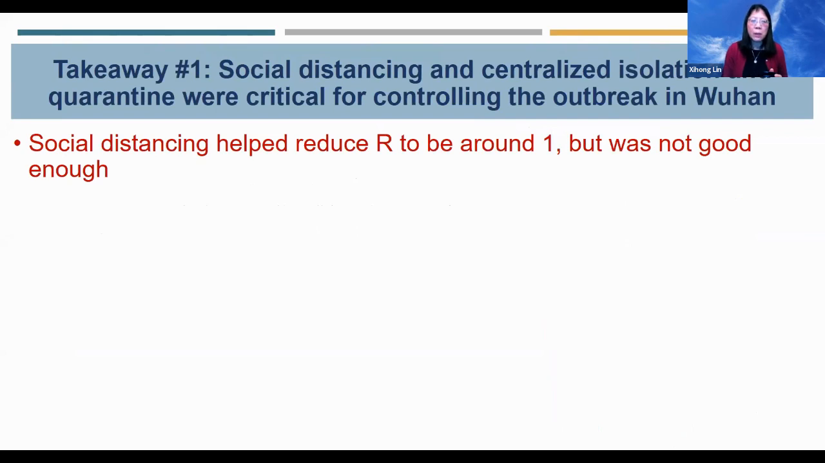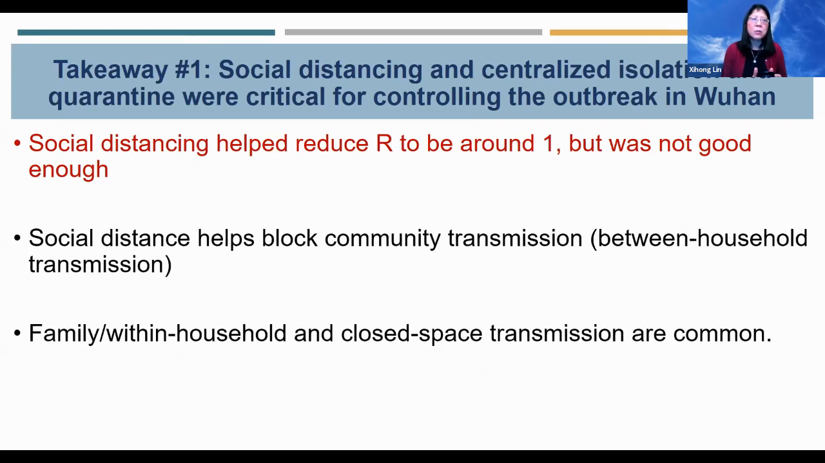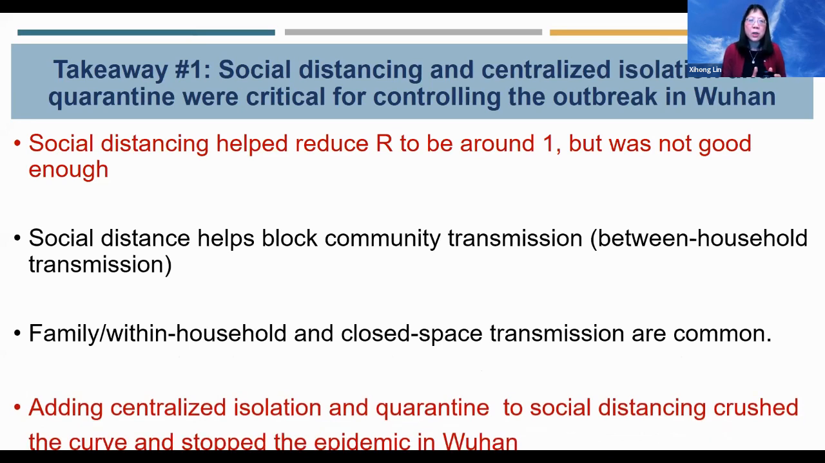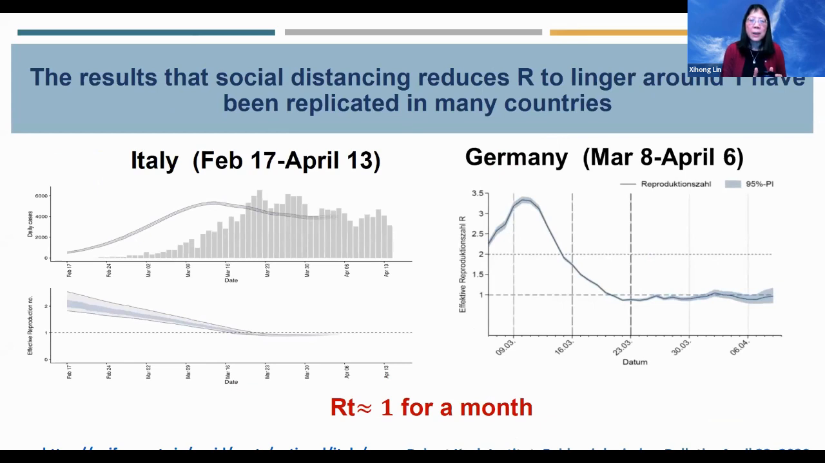So takeaway message number one is that social distancing, centralized isolation and quarantine were critical for controlling the outbreak in Wuhan. Based on the Wuhan experience, social distancing definitely helped reduce R to around one, but was not good enough. The reason is that social distancing helps block community transmission, but there was a lot of within-household and close-space transmission. Those are common, and so the transmission chain needs to be terminated. By adding centralized isolation and quarantine to social distancing, that helped bend the curve and stop the epidemic in Wuhan.